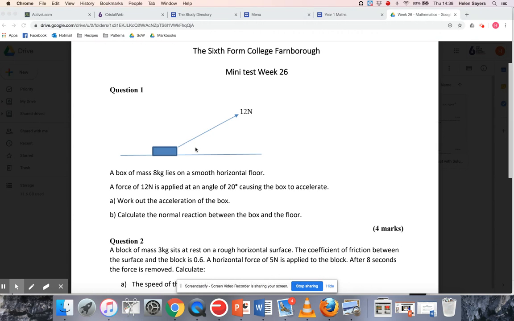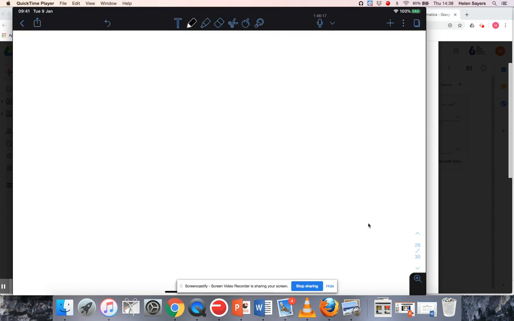So that angle there is 20 degrees, and it's causing the box to accelerate, which it must be doing if there's no friction, because there's nothing holding it up. And we need the acceleration of the box. Okay. So let's sketch that out.